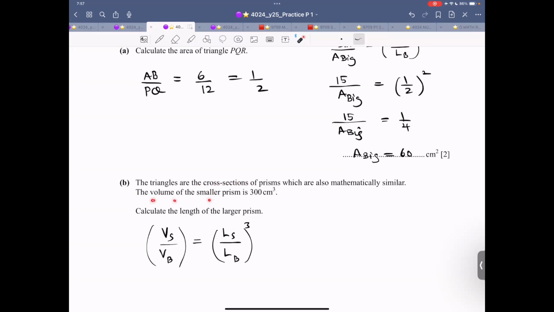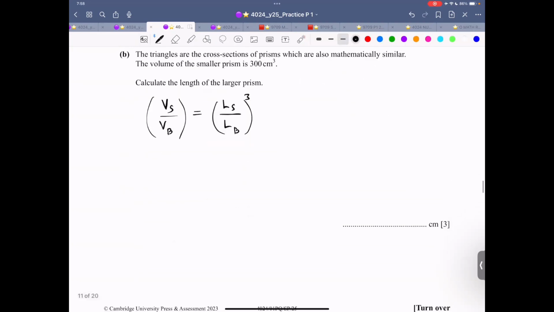The volume of the smaller prism is this thing. Calculate the length of the larger prism. So they're not asking about this thing; we have to do some extra calculation. So volume of small is 300. Volume of big is unknown.